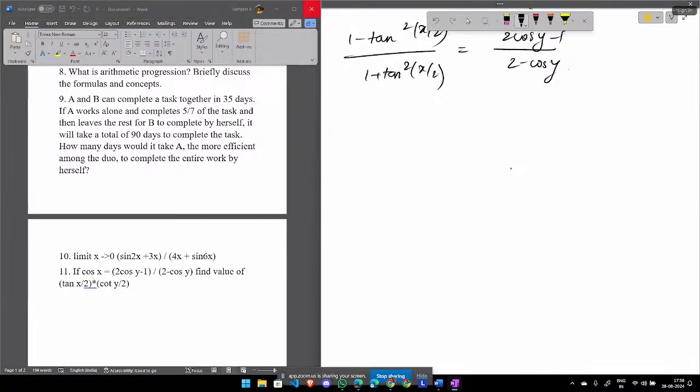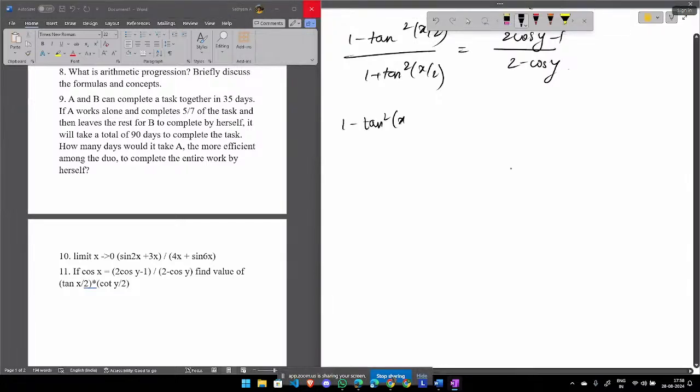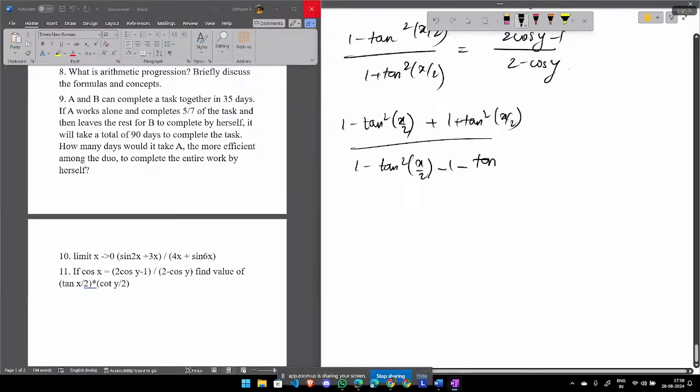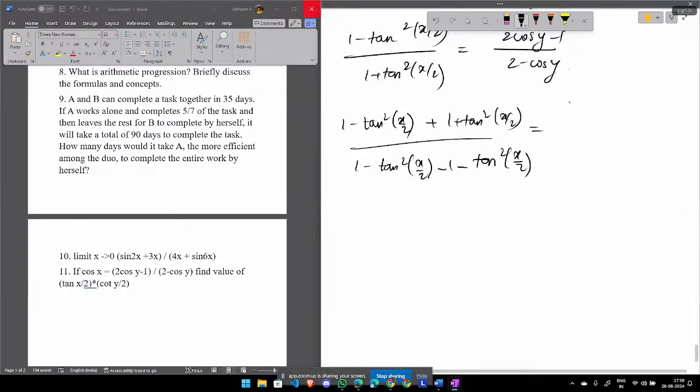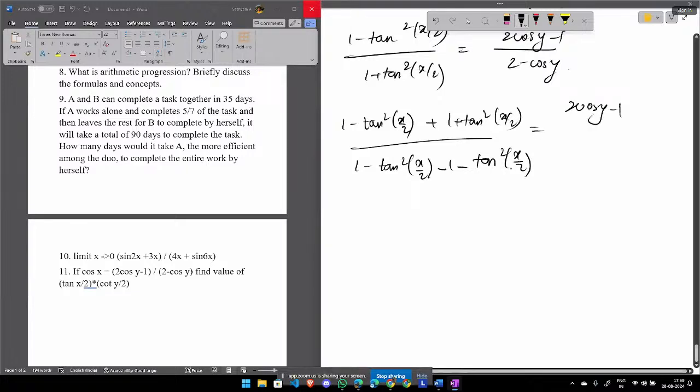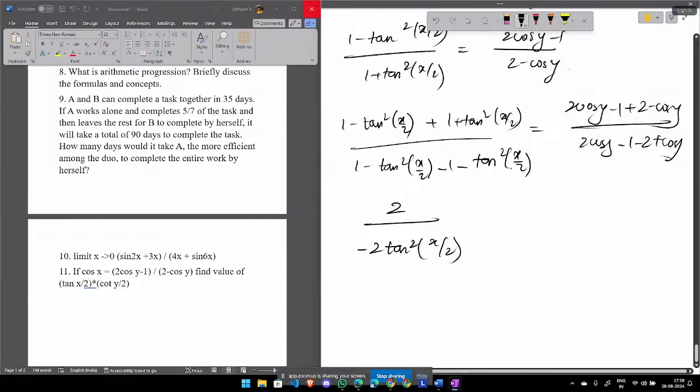Now what can I write? Apply componendo and dividendo: (1 minus tan square x by 2 plus 1 plus tan square x by 2) over (1 minus tan square x by 2 minus 1 minus tan square x by 2) on both sides. This becomes (2 cos y minus 1 plus 2 minus cos y) upon (2 cos y minus 1 minus 2 plus cos y). On simplification, 2 upon minus 2 tan square x by 2 is equal to (cos y plus 1) upon (3 cos y minus 3).